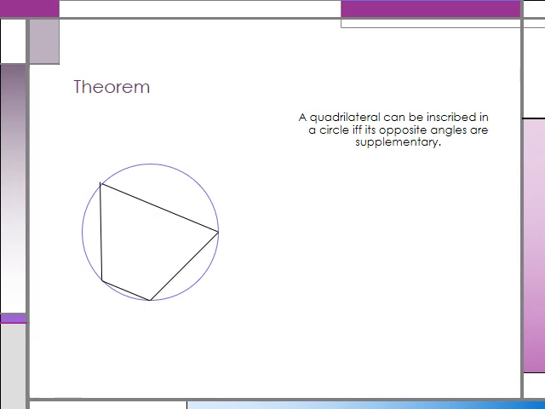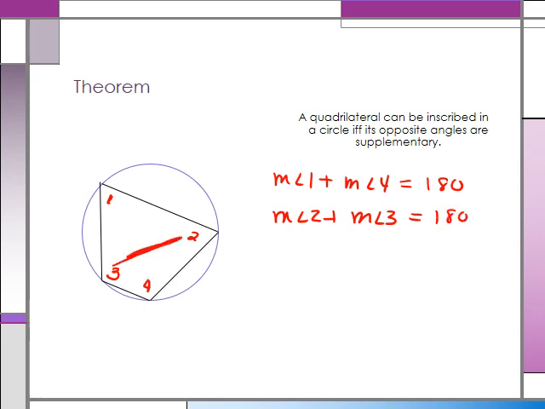And another theorem, because I know how much you'd love to learn those. A quadrilateral can be inscribed in a circle if and only if its opposite angles are supplementary. So if I have angles 1, 2, 3, and 4, the measure of angle 1 plus the measure of angle 4 is going to be 180 degrees. And the measure of angle 2 plus the measure of angle 3 will also be 180 degrees. So they're opposite each other in the quadrilateral.